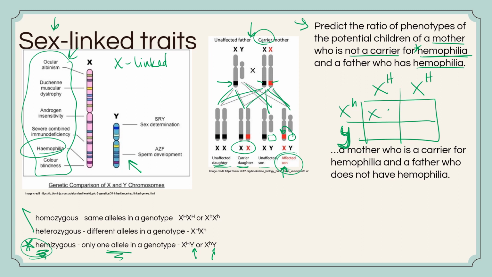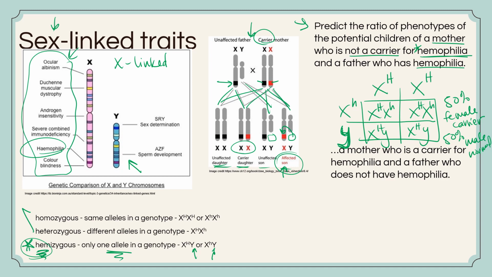When we do this cross, there's the potential for children born with ovaries, and they could all be carriers. So there's a 50% chance of some female carrier offspring. The other children that could be born: there's a 50% chance that any child born is a male and does not have hemophilia, is totally normal, at least in terms of blood clotting.